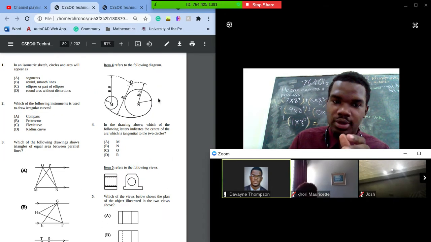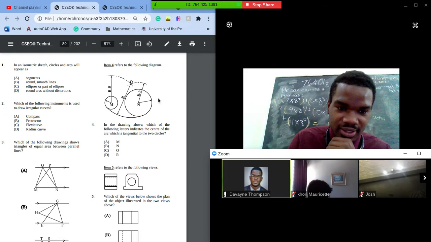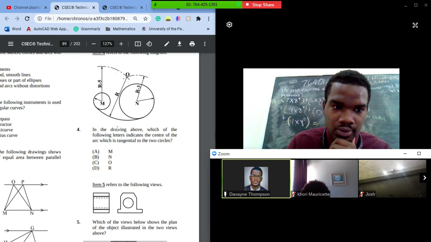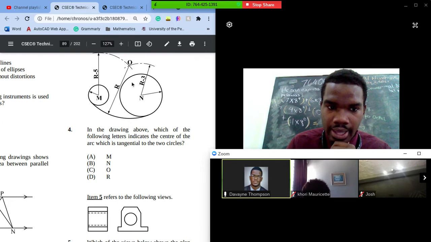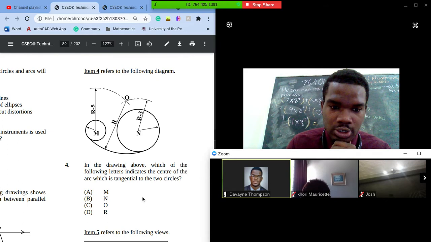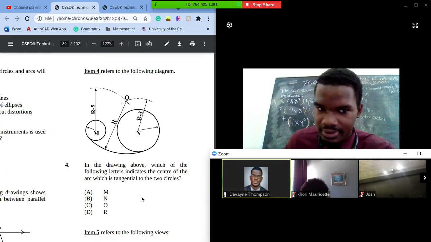Now, in Senior 3, they liked to ask this question back then. But here we go. It says, in the drawing above, which of the following letters indicates the center of the arc which is tangential to the two circles? Is it M, N, O or R? Which of those are tangential to the two circles? What is a tangential line again?